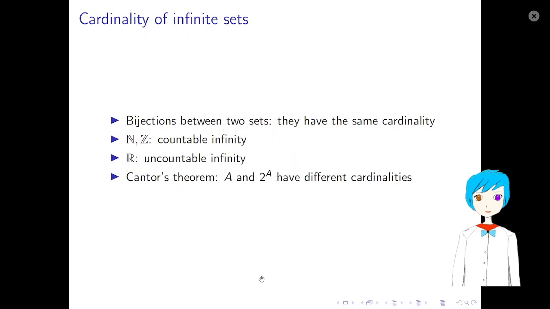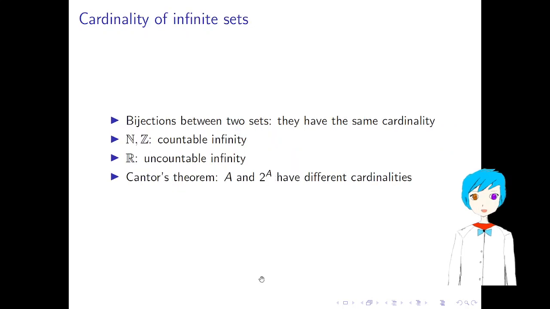With the pigeonhole principle and the definitions of bijections, surjections, and injections, we can investigate the cardinality of infinite sets. If we can find a bijection between two sets, we say they have the same cardinality. This applies to both finite sets and infinite sets. For instance, the set of integers and the set of natural numbers have the same cardinality. They are also called countably infinite.